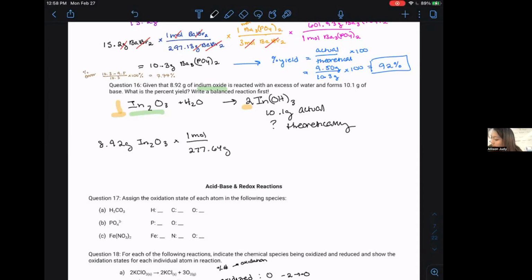277.64 grams. Okay, that's of indium oxide. And then we go from indium oxide to our product. Okay, and then we go from our product in moles to our product in grams. What's the molar mass of indium hydroxide?